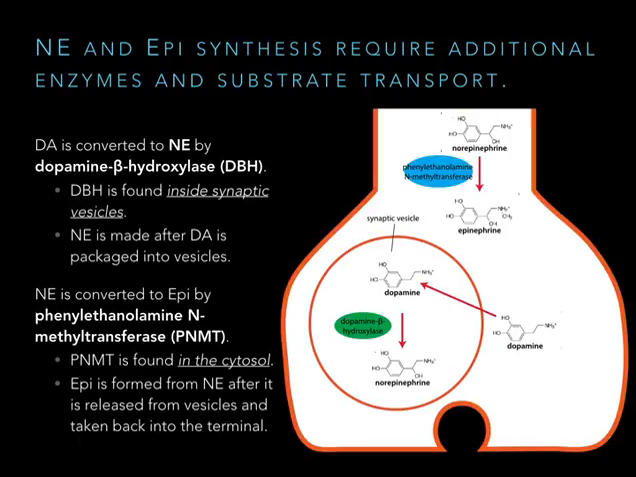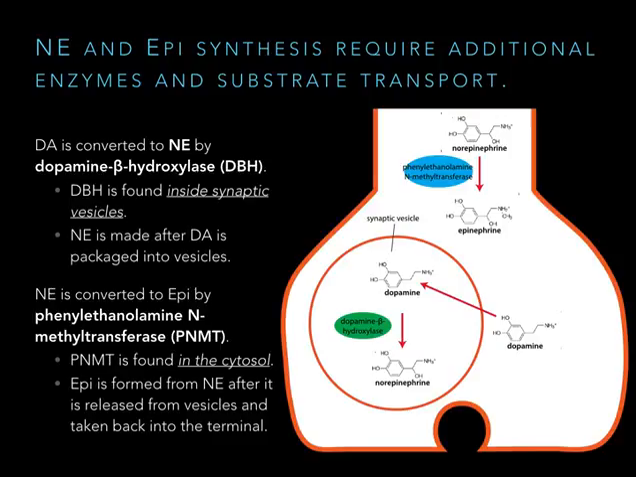So dopamine will be further processed to create norepinephrine. This is done inside of synaptic vesicles, which is kind of unique. So norepinephrine is constructed within synaptic vesicles. Epinephrine, which is made from norepinephrine, must be made after norepinephrine is created, secreted, and then taken back up. The norepinephrine is then used to create epinephrine.